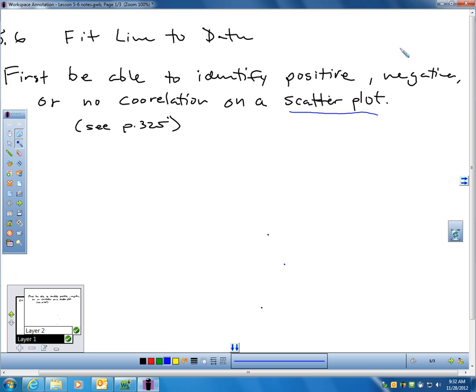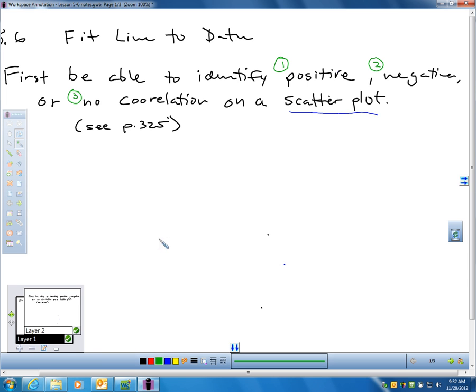So there's three types of things that can happen when you have a scatter plot. You can have a positive correlation, you can have a negative correlation, or you could have no correlation. So maybe I'll just label those. You can have three things: a positive correlation, a negative correlation, or no correlation. I think the easiest way to walk you through fitting a line to data and finding the correlation would be just to walk through a couple of your homework problems.